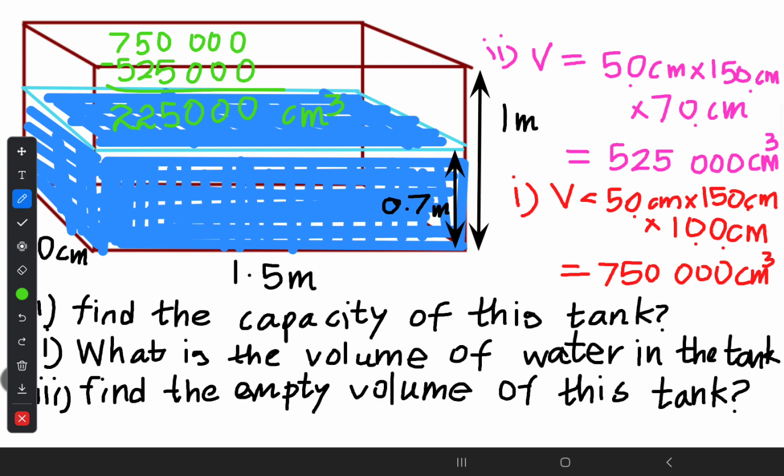Firstly, I found the volume of the water, thereafter the capacity of this tank. From the capacity, when you subtract the volume of the water, you will get the empty volume of this tank.